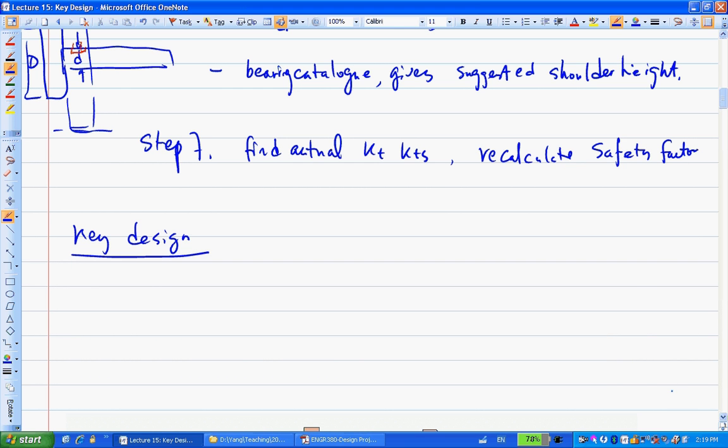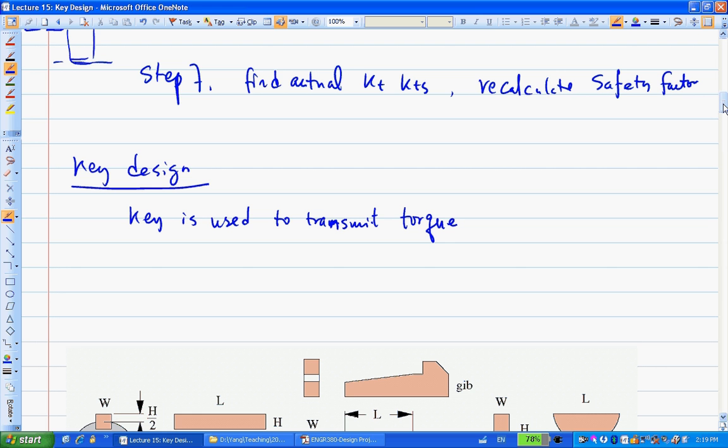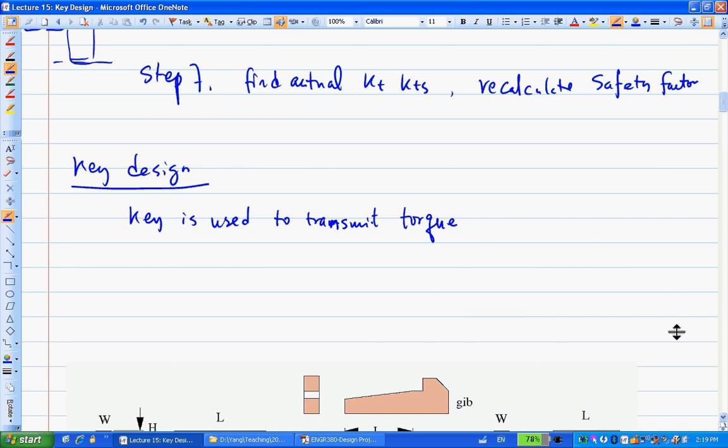The definition of the key is fairly simple. Basically, a key is used to transmit torque. The key, of course, sits in the key seat. And there are two different standards for designing the key. I'll skip the writing. They're basically all ANSI standard, actually a pretty old standard, 1967. They probably updated it, but the textbook didn't show anything about a new edition of the standard, so we'll just use the same standard as it is.